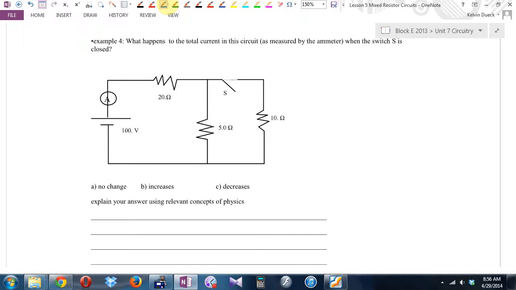Example 4. What happens to the total current in this circuit as measured by the ammeter when the switch is closed? No change, increases, or decreases. Explain your answer using relevant concepts of physics.